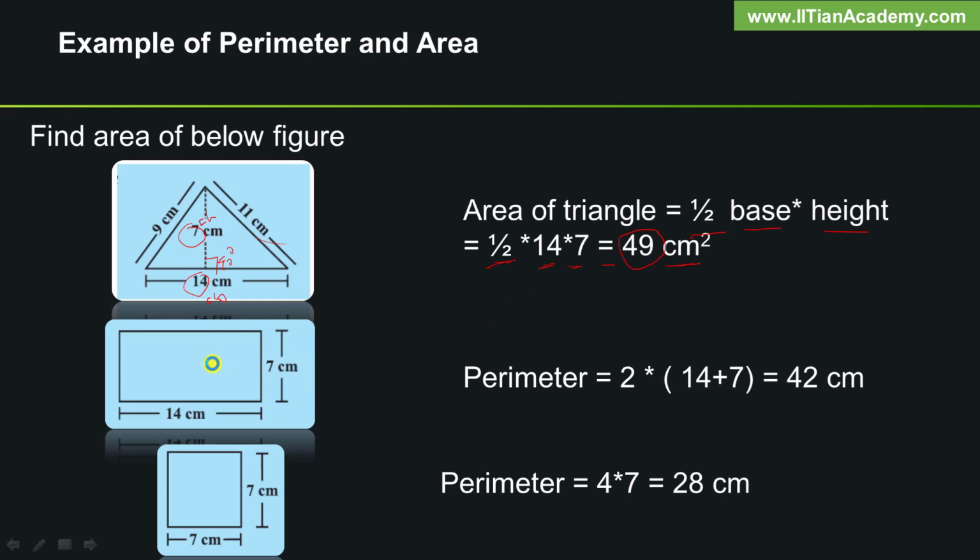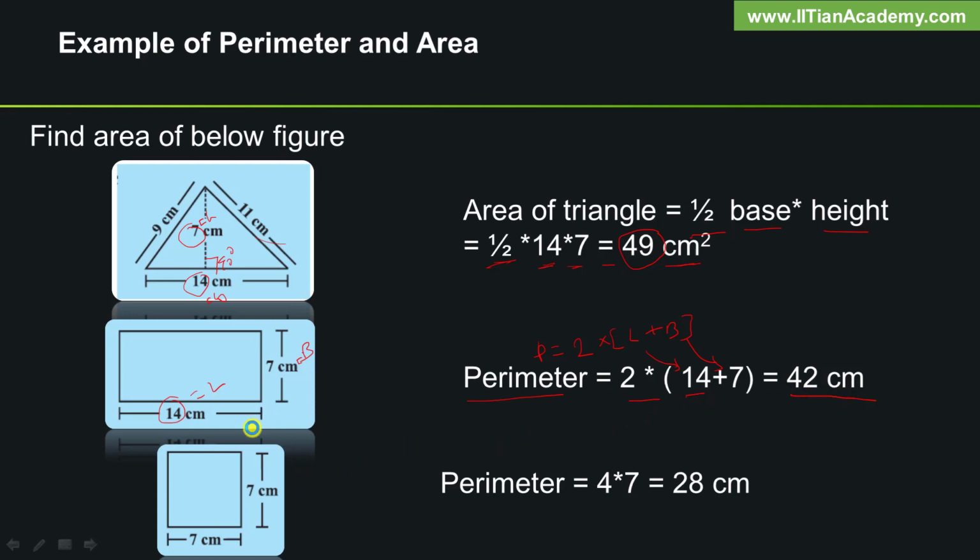Second figure is a rectangle. Here we have to find perimeter, where length is 14 centimeters and breadth is 7 centimeters. Remember, the perimeter of rectangle is 2 into (length plus breadth). Putting the value of length and breadth, we get the value of perimeter as 42 centimeters.